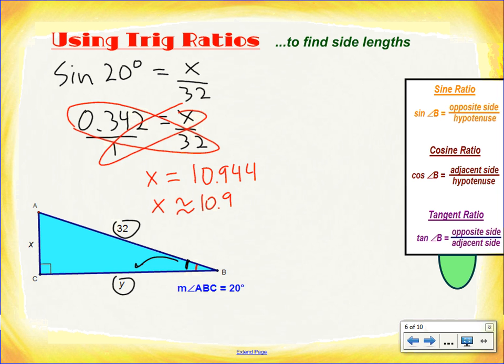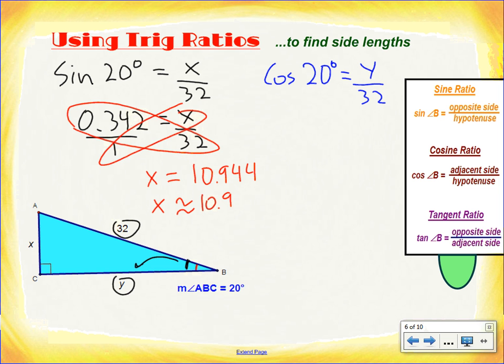So I need to figure out which trig ratio uses the adjacent and the hypotenuse, and if we look over in our chart there, it is the cosine. So I want to set up cosine of 20 degrees, that's our angle measurement. Cosine of 20 equals adjacent, which is y, over the hypotenuse, 32.